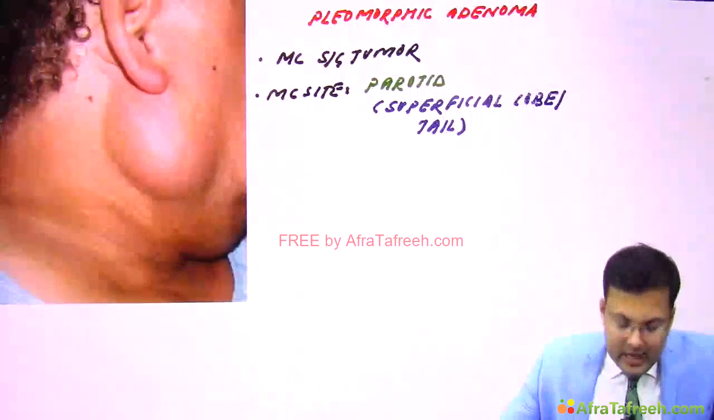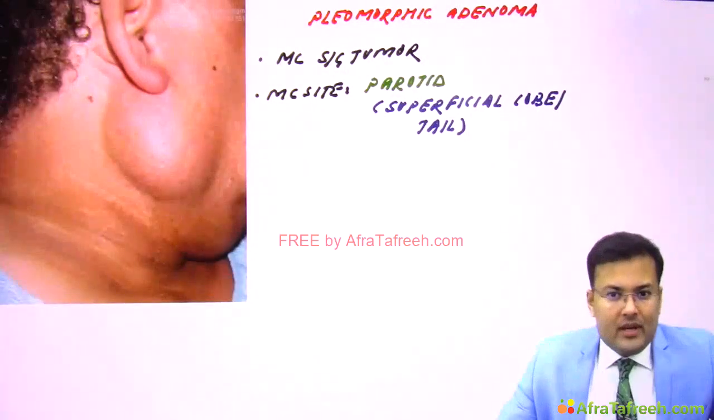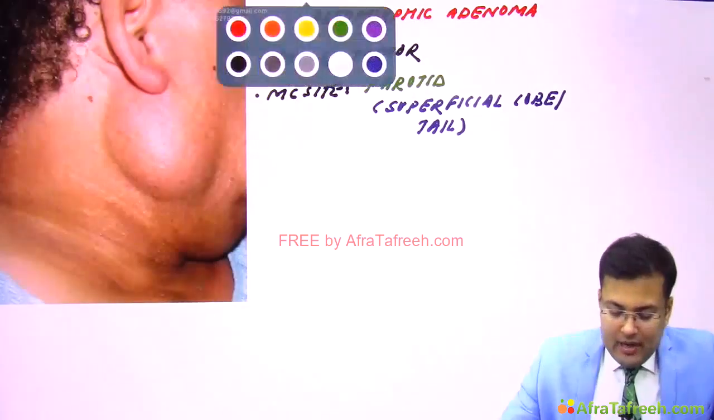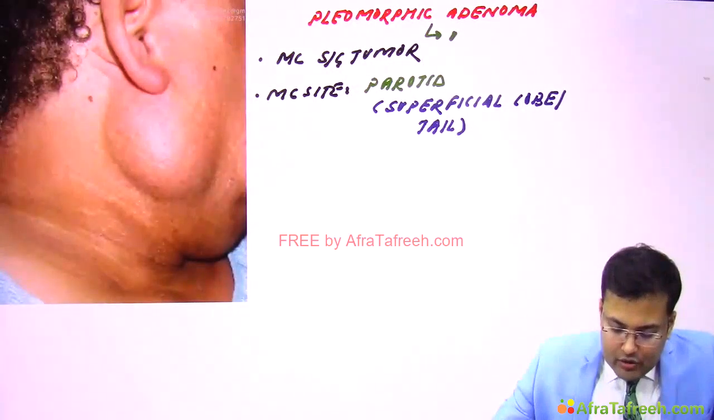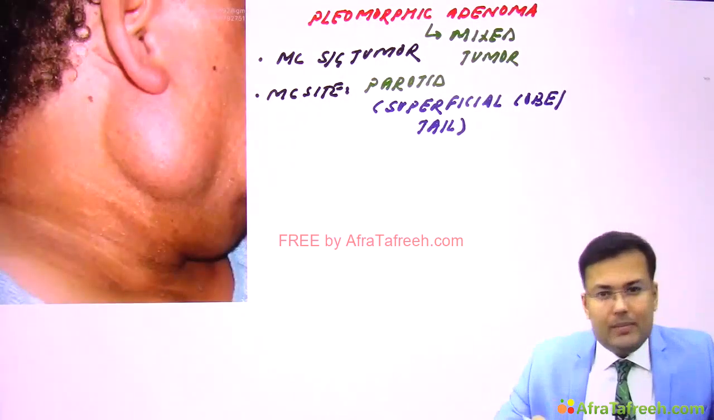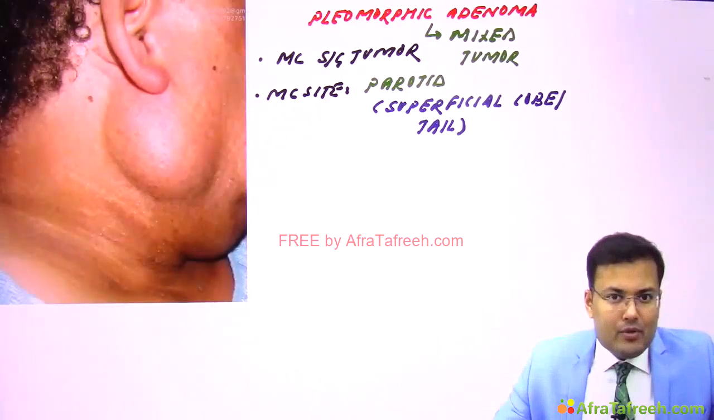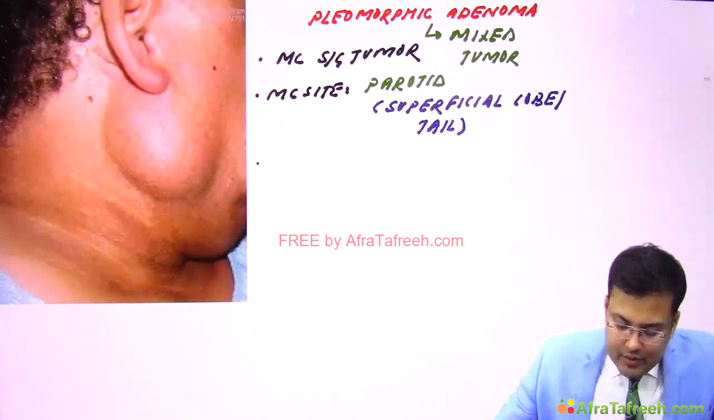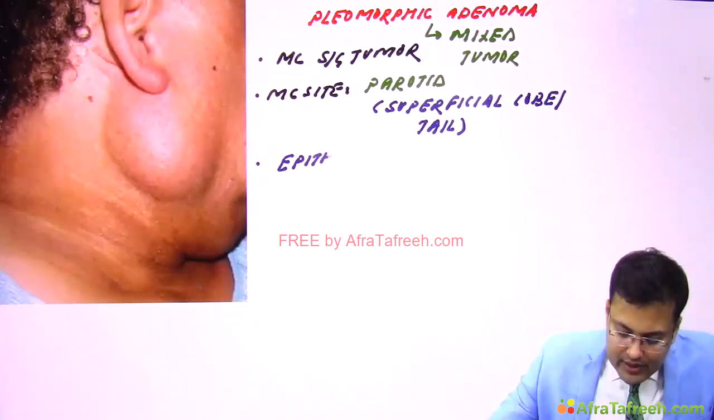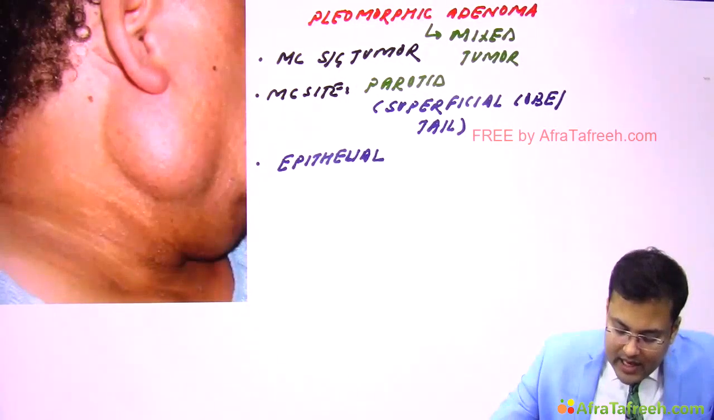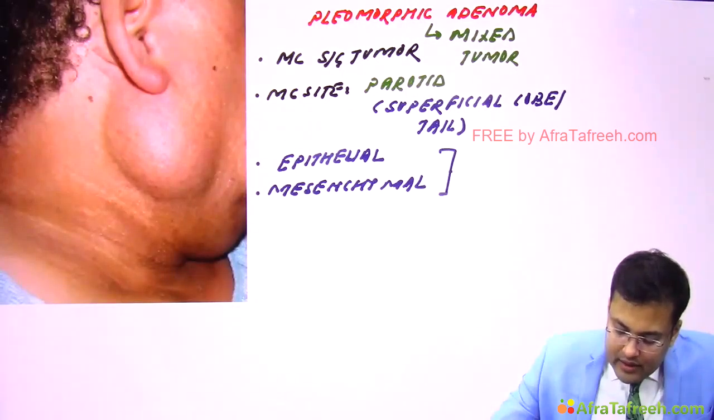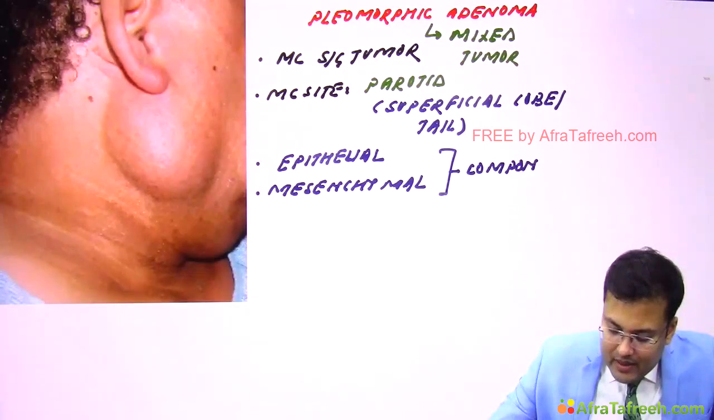Okay. Now see, there are questions related to pathology. There is another name for pleomorphic adenoma, and what is the other name? It is also known as mixed tumor. So why is it known as mixed tumor? Because it has both epithelial as well as mesenchymal components. Clear? So this is related to pathology, epithelial as well as mesenchymal component.